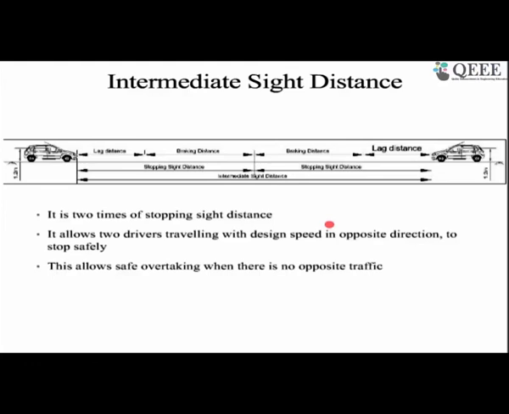So for highways which are median divided, where you don't expect traffic from the opposite side, you don't need to provide intermediate sight distance. But if there is no median and you expect traffic from the opposite direction, then you need to provide the intermediate sight distance instead of stopping sight distance.